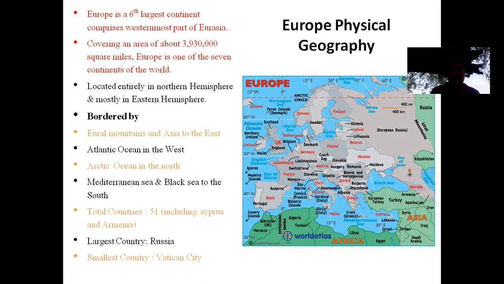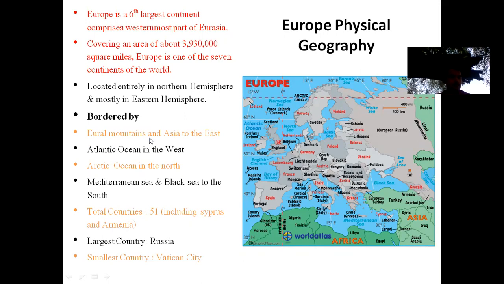Then the borders. The European continent is bordered by the Ural mountains, which is very easy, guys. Towards the east we have the Ural mountains. These Ural mountains divide Russia into two parts. We know that Russia falls under both continents, in Asia as well as in Europe. So the Ural mountains divide the Asian part of Russia and the European part of Russia.